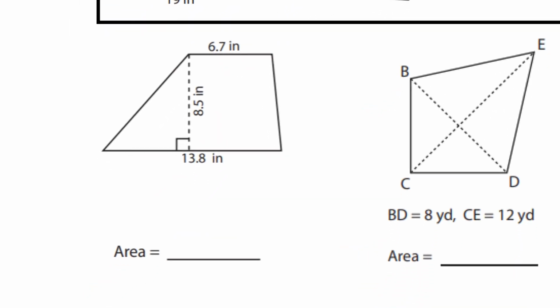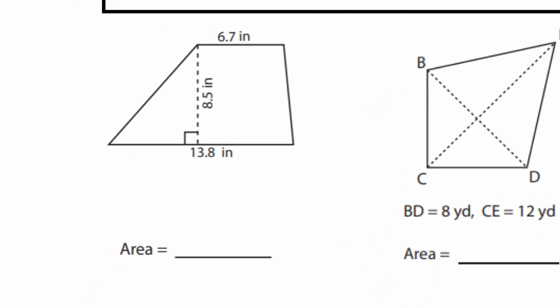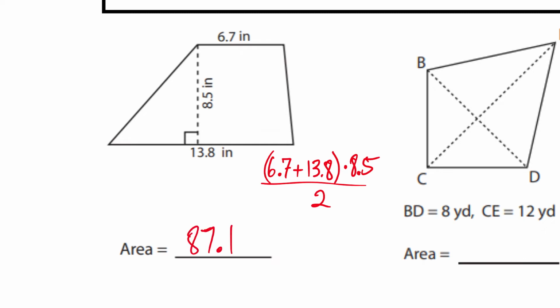Okay, next one, trapezoid. Area of a trapezoid. Okay, good. So I'm going to go 6.7 plus 13.8 in parentheses times 8.5. And I know y'all put the 8.5 on the front there. Same thing, though. Divided by 2. 87 point what? 125. Yeah, we'll just run with 3.